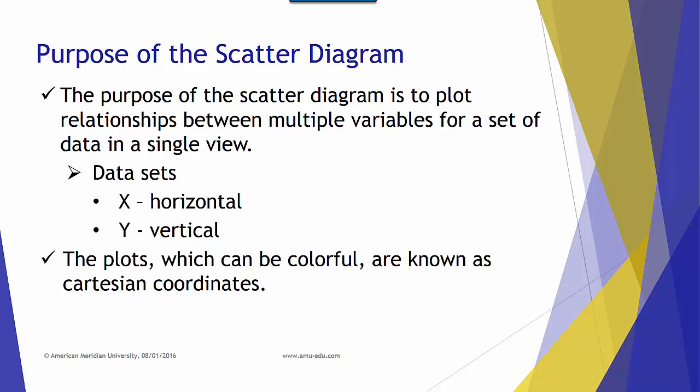Now, let's look at data sets. Data sets will sit on two axes: X, the horizontal axis, and Y, the vertical axis. The plots, which can be colorful, are known as Cartesian coordinates. The colorful Cartesian coordinates are very useful when you're using multiple sets of data. But again, we're only using one set of data today.